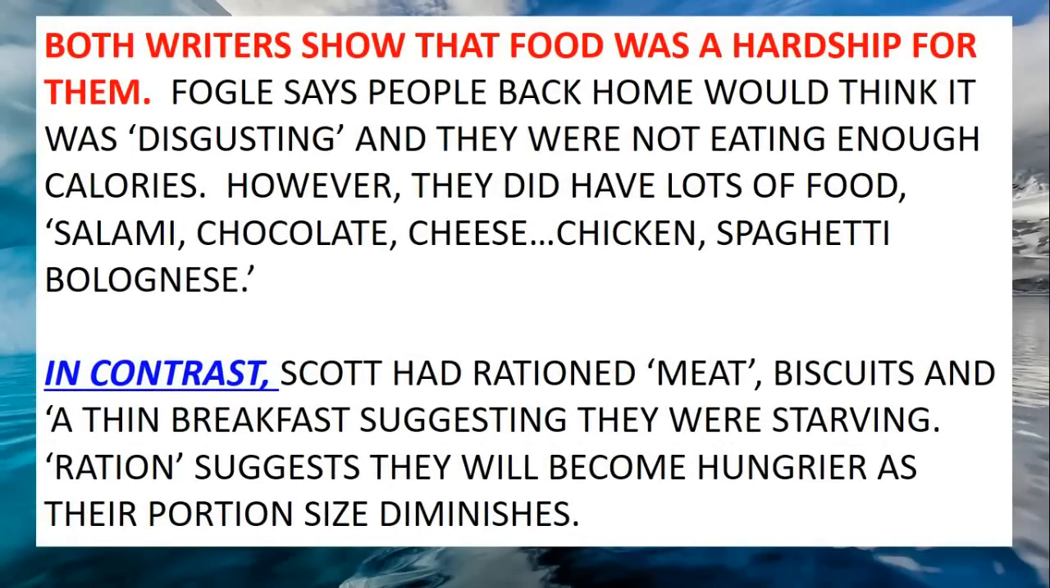Point. Both writers show that food was a hardship for Fogle. Fogle says people back home would think it was disgusting and they weren't eating enough calories. However, they did have lots of food: salami, chocolate, cheese and so on. In contrast, Scott had rationed meat, biscuits and a thin breakfast, suggesting they're starving.